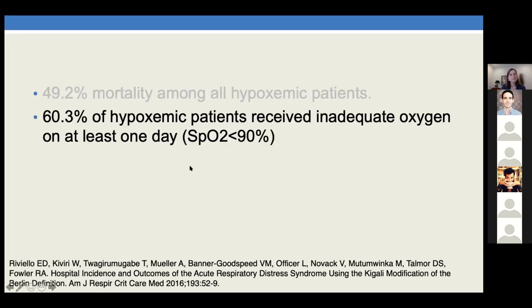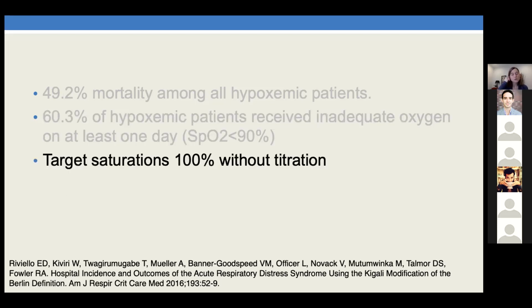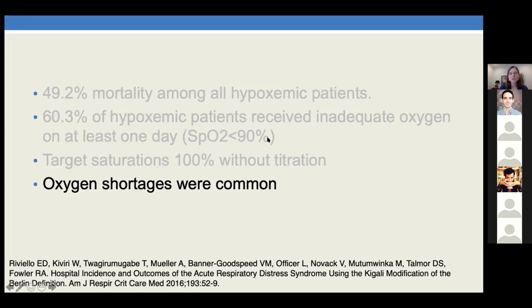We also found that 60% of those patients had at least one day when they were getting inadequate oxygen. In other words, their saturation was less than 90% when they were checked on a day. We also found from talking with nurses that the target saturation being used was 100%; there wasn't a clear goal, and that was what the nurses were assuming. And we also became aware that oxygen shortages at that time in the hospital were common. So we had a theory that perhaps if you could titrate saturations lower, there would be fewer shortages and perhaps fewer patients who are hypoxemic on one day or more.